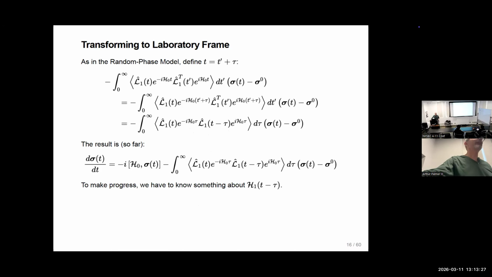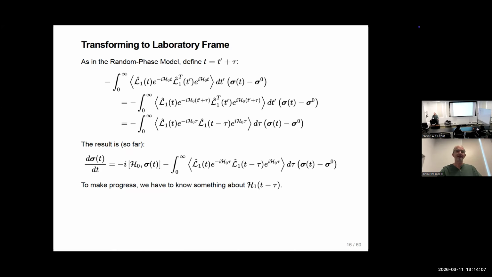We've gone as far as we can, just manipulating the symbols. To go further, we have to know the Hamiltonian. Looks like I've defined here, I'll have to check, I defined tau as T minus T prime rather than T prime minus tau. It'll turn out not to matter because the autocorrelation functions are even in time. And I'll try to fix it and make it consistent.